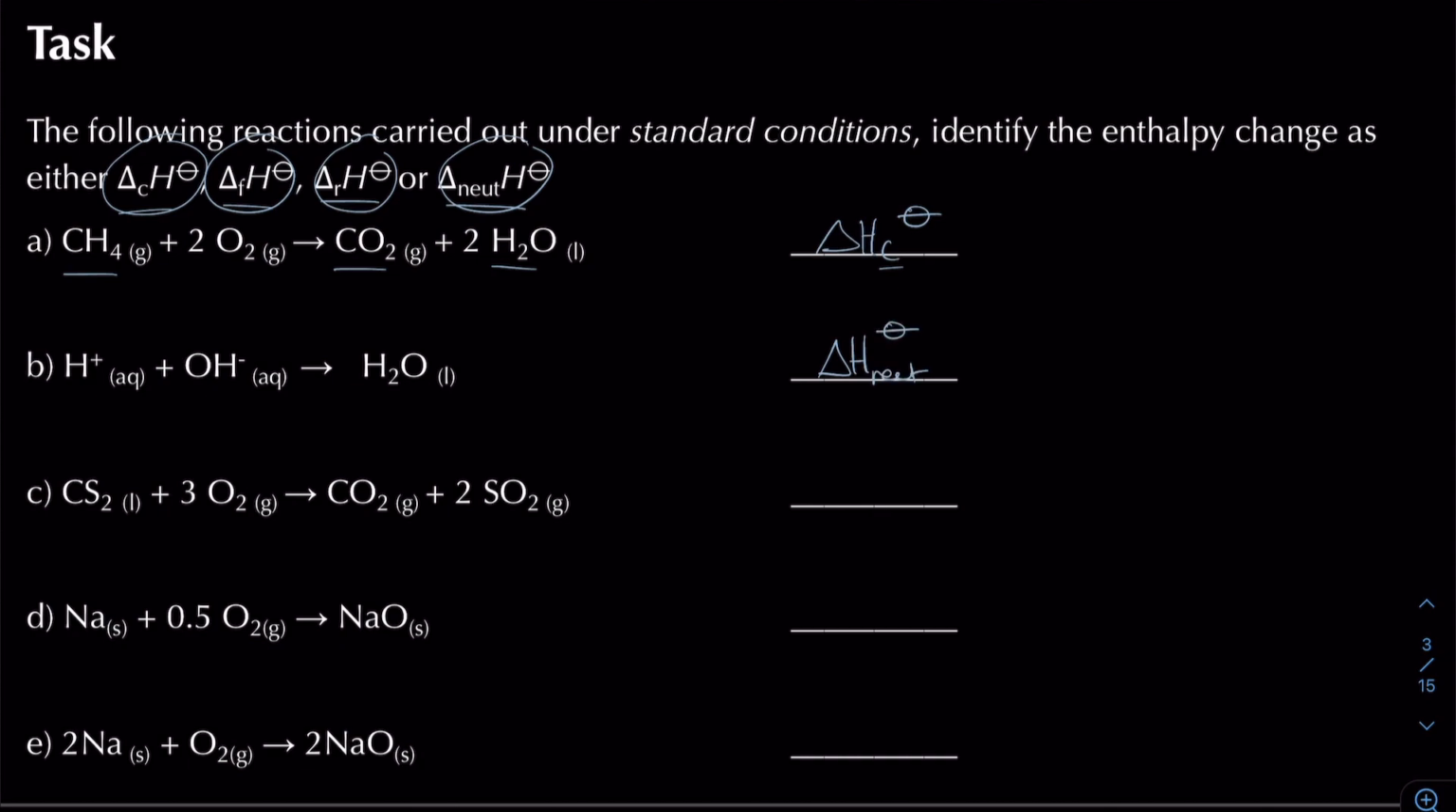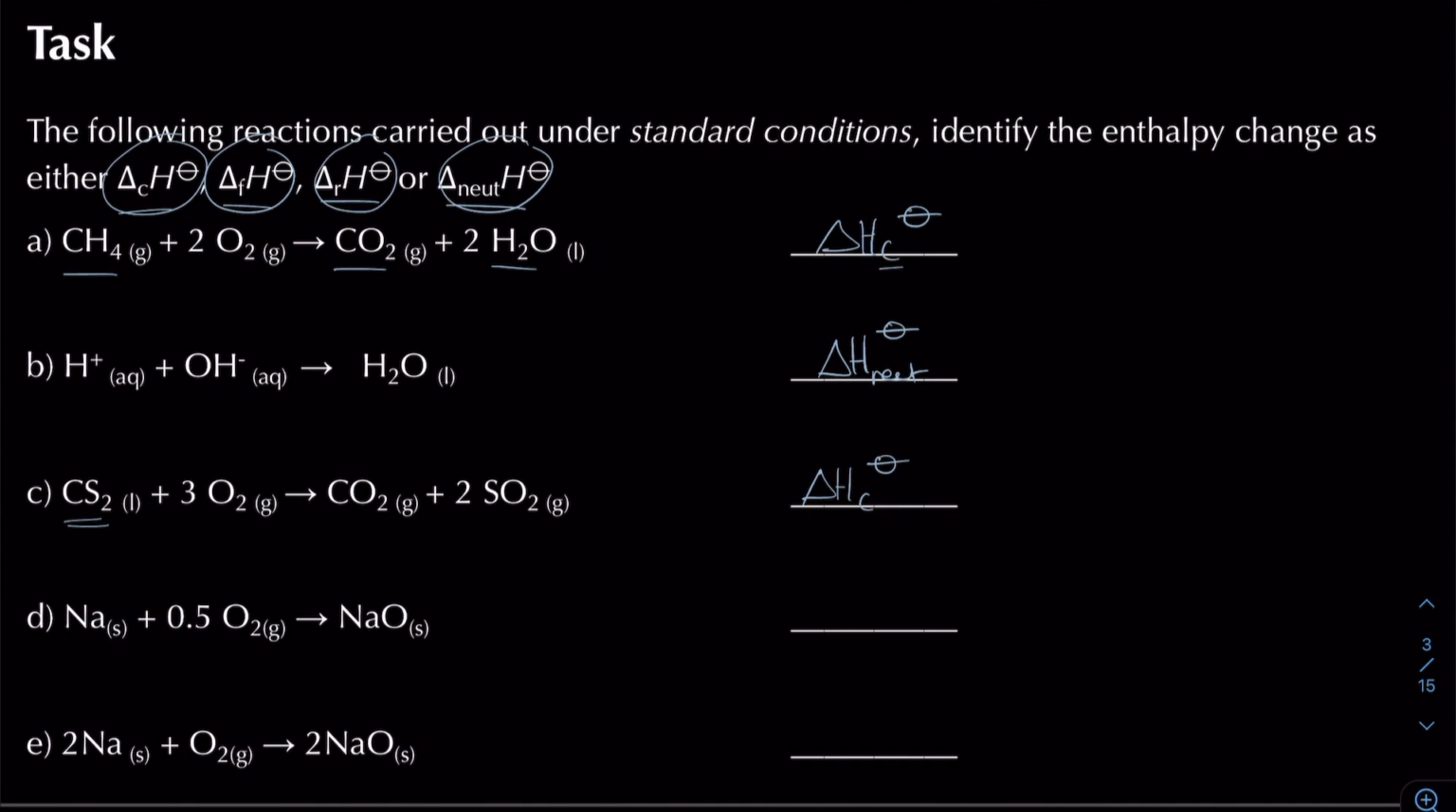Looking at the next one, I've got carbon sulfide, 1 mole of carbon sulfide reacting with oxygen to form carbon dioxide and sulfur dioxide. We've still got a combustion reaction over here, and so we know, because we're burning 1 mole of fuel itself completely, we end up with delta H, and then it's going to be C, with standard state symbols as well, and there's that one done, that's combustion.